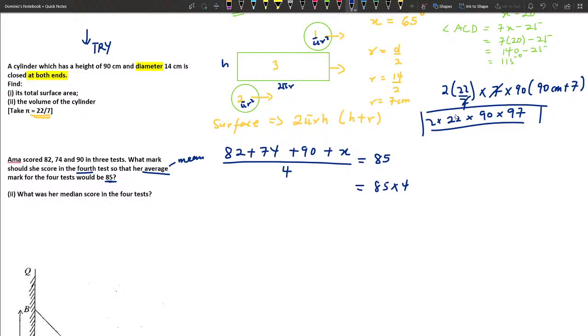So summing this up, we should get 82 plus 74 plus 90. I think that should give us 170. So 170 plus x, all over. Okay, the 4 has been sent to the other side already. So that will give us, I think I'm getting tired, but we'll close soon. I just want to finish and then we'll close.